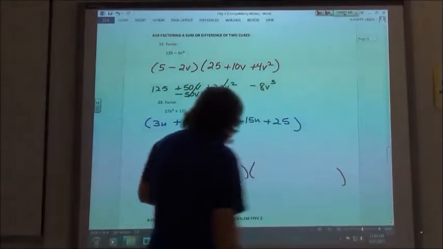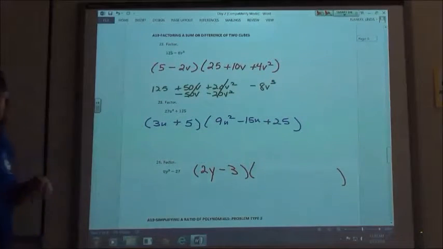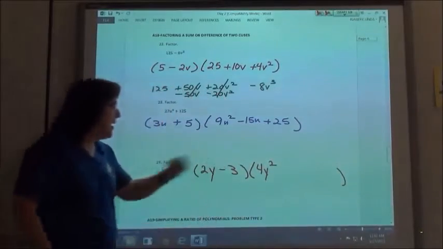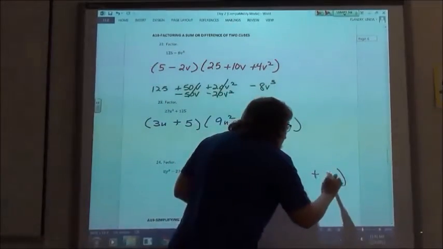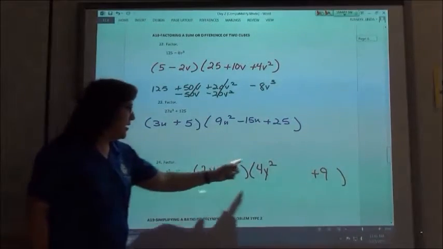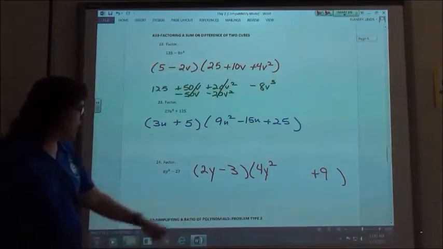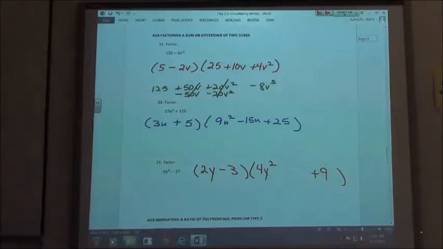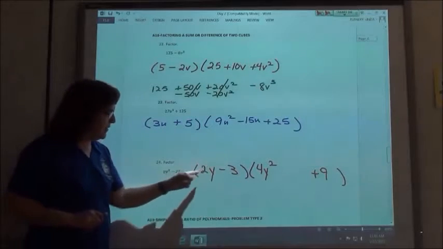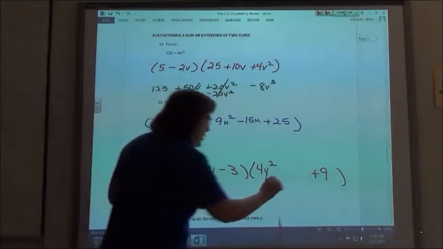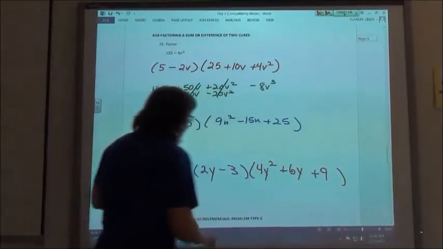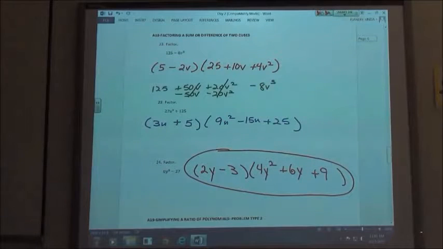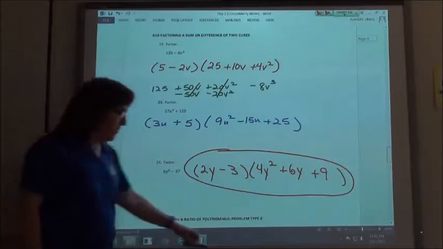Second set of parentheses. Squaring each of those two terms. 2y times 2y, 4y squared. Negative 3 times negative 3, positive 9. 2y times 4y squared is 8y cubed. Negative 3 times a positive 9 is a minus 27. My middle term, the opposite of this product. This product is a minus 6y. So in here, we're going to have a positive 6y. And so 2y minus 3 times 4y squared plus 6y plus 9 is going to be my answer.